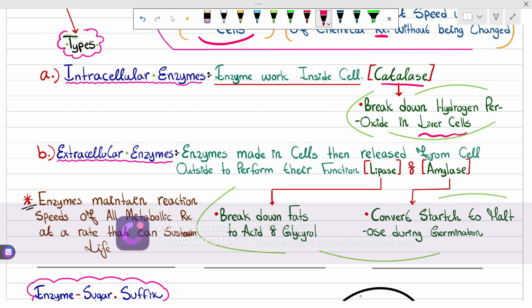Examples of extracellular enzymes are lipase and amylase. Lipase breaks down fats into fatty acids and glycerol. Amylase converts starch into maltose during germination, or amylase in the salivary glands also converts starch into maltose, and then maltase converts maltose into glucose. A short fact: enzymes maintain the reaction speeds of all metabolic reactions at a rate that can sustain life.